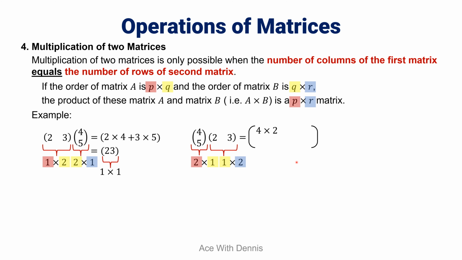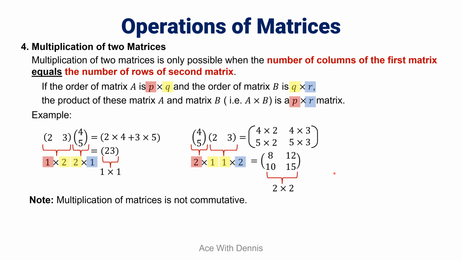Now how to multiply? First 4 multiplied by 2, and the next element 4 times 3, another element 5 times 2, and the last element 5 times 3. Then we calculate everything, we get 8, 12, 10, 15. So this is a 2 times 2 matrix. Now compare these two results. Let's say this is matrix A times matrix B, and this is matrix B times matrix A. So we can take note that multiplication of matrices is not commutative, which means matrix A times matrix B is not equal to matrix B times matrix A.